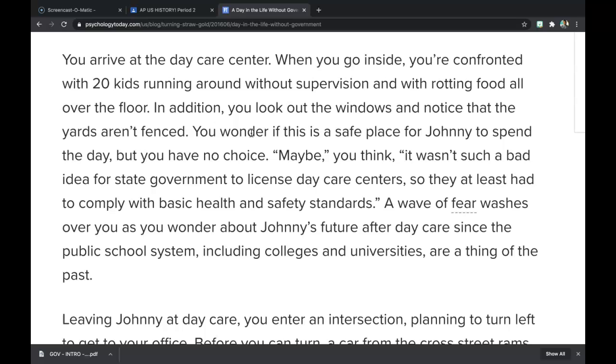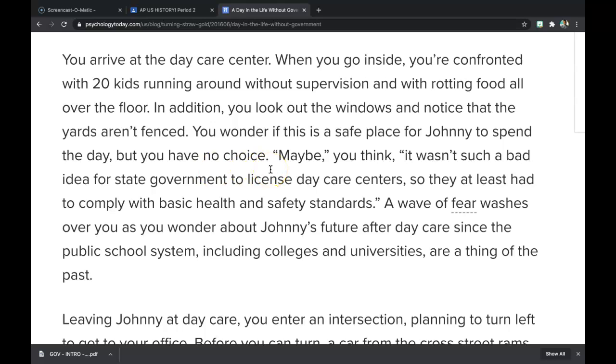You arrive at the daycare center. When you go inside, you're confronted with 20 kids running around without supervision and with rotting food all over the floor. In addition, you look out the windows and notice that the yards aren't even fenced. You wonder if this is a safe place for Johnny to spend the day, but you have no choice.